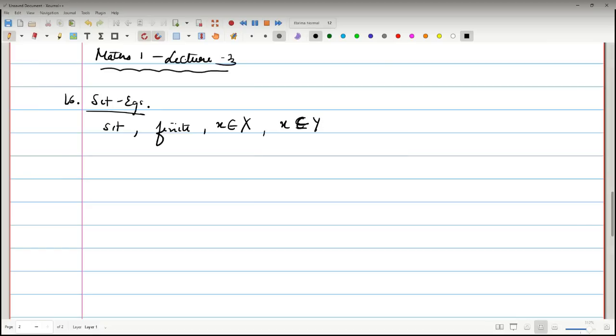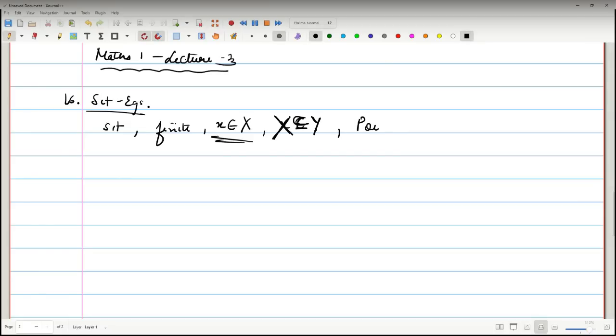Can somebody tell me what a subset was? You remember? X is an element of set Y. No, this is this part. I'm asking what this is. X is a subset of Y. What does this mean? Every element in set X belongs to set Y. Yes, good.